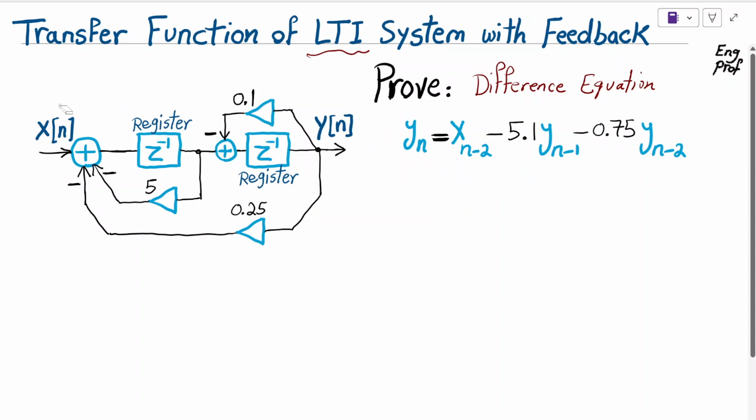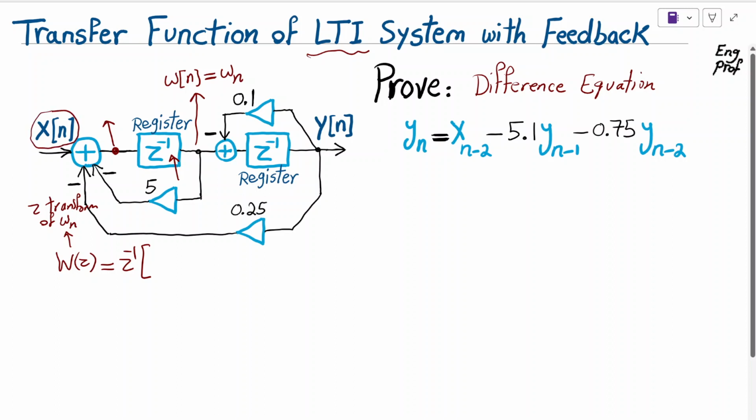The quickest way to do this, there are many ways, but one quick way, is to name this intermediate node as w of n, where n is the index of the sample. Using z-domain analysis, I can say that W of z, which is the z transform of w of n, is equal to a delay, which is z minus 1, multiplied by whatever value we have here in the z-domain. What is that value? As you can see, x of n, whose z transform is X of z, is what we are subtracting from, according to these polarities that are shown here.